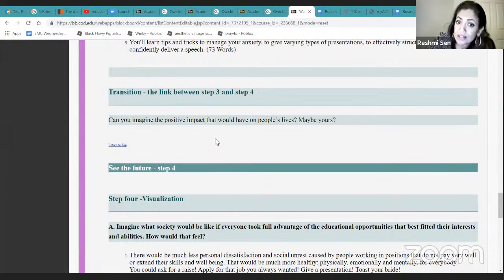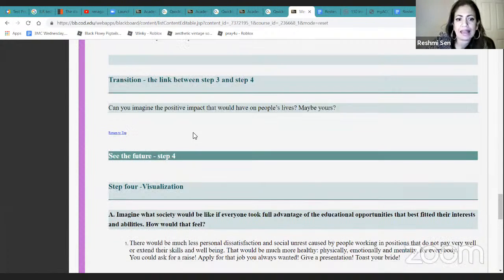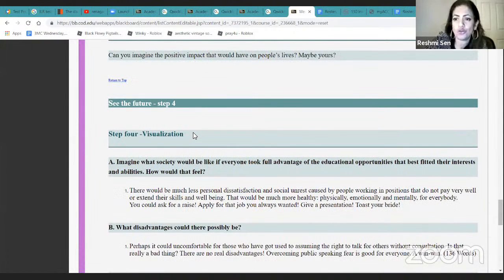And then again, there's a transition, and you can see the transitions often, because it's a 5-minute speech. It could be a line, a single sentence, or a question that leads you to the next point. Then I move on to visualization. If you remember our lectures before, visualization is always imagining a situation, just like the name suggests. So imagine what it would be like if you had educational opportunities that best fit your interest. Okay, so what would be a society?